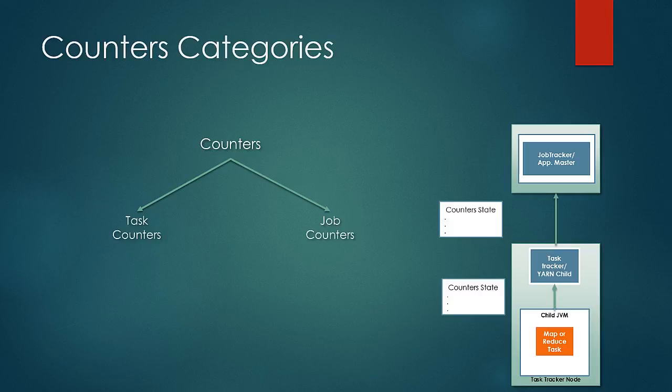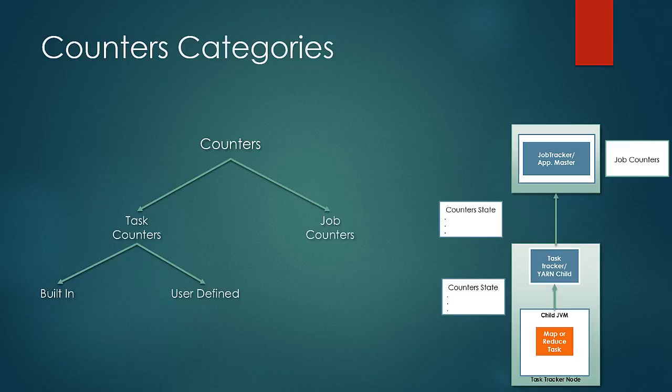Task counters can be subdivided into user-defined and built-in counters. User-defined counters are generally designed to help the user understand the nature of the data that's being processed. Job counters, on the other hand, measure job-level statistics. They are maintained at the Job Tracker in classic MapReduce or the Application Master in YARN. They have data like the total number of reduce tasks and map tasks and so on.